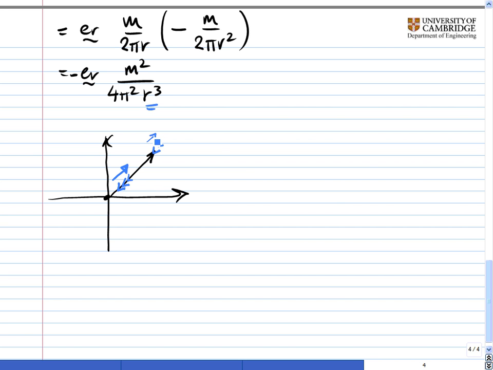And it's worth noting that, sure enough, the divergence of the velocity is equal to 0 everywhere, except, and this is important, at the origin. Div v is not equal to 0 at the origin.